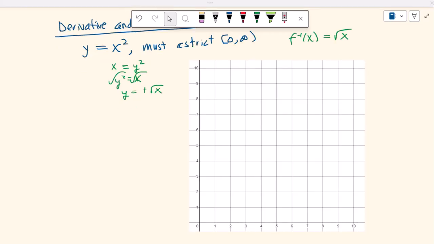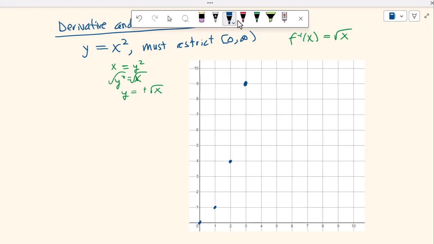Okay, I wasn't going to do this part, but it's so interesting. So let's look at y equal x squared. Let's plot some points. If I plug in a 0, 0 squared is 0. If I plug in a 1, 1 squared is 1. If I plug in a 2, 2 squared is 4. And if I plug in a 3, 3 squared is 9 up here.